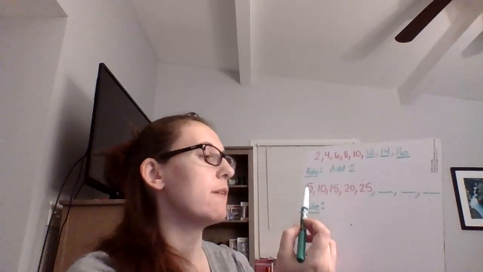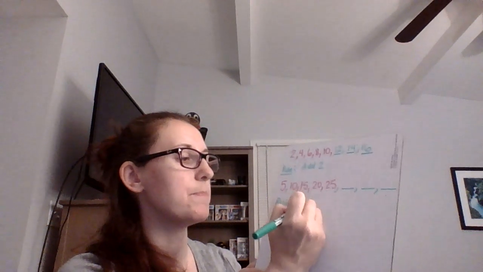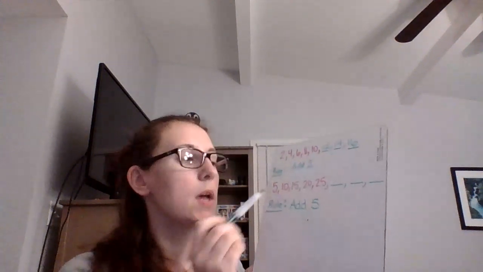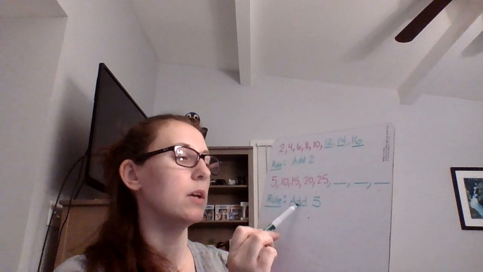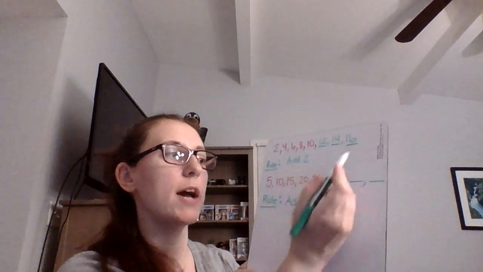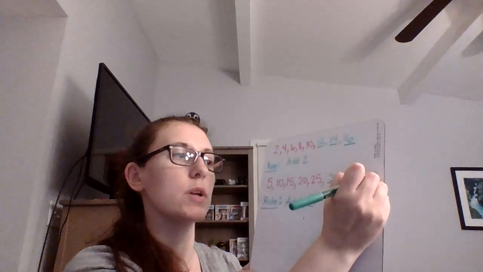And at the bottom, it gives you the rule, and then you have to find the next ones in the pattern. So here we have 5, 10, 15, 20, 25. When we count like that, we're counting by fives. So I have to be adding 5 because I'm going up, counting by fives. So 5, 10, 15, 20, 25, then I'm going to have 30, 35, and 40.